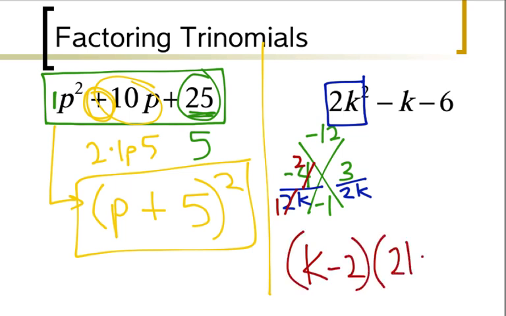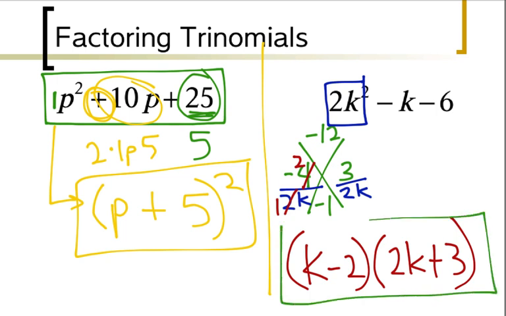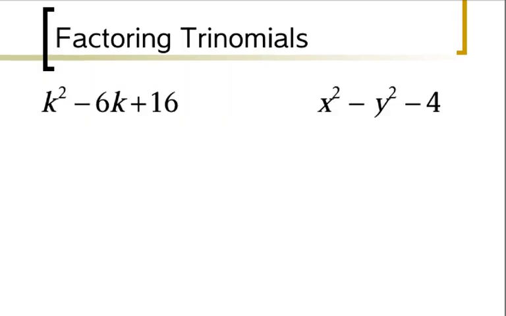times 2k plus 3. And then I have to look at my answers because it's factoring completely, and because there are no common factors or anything like that, this is my final answer. So it's just like we were factoring before, but I just have to make sure at the last step, is there any more factoring I can do? Okay, now we've got two more problems here.